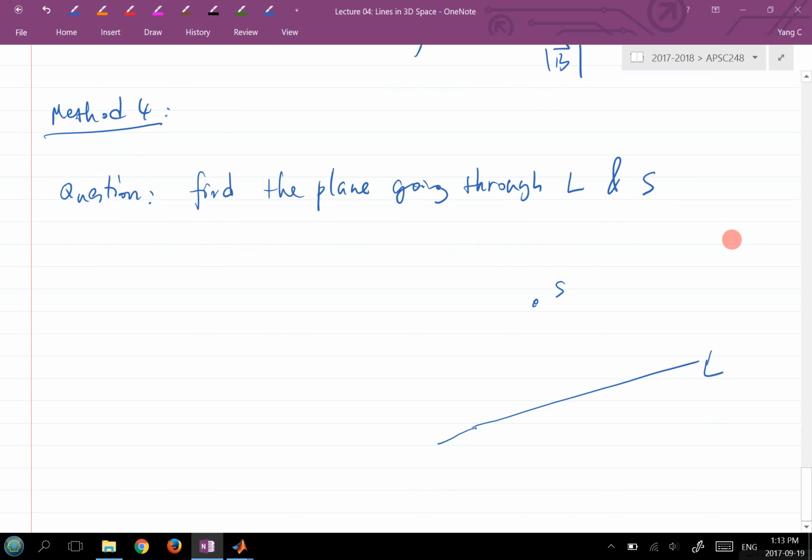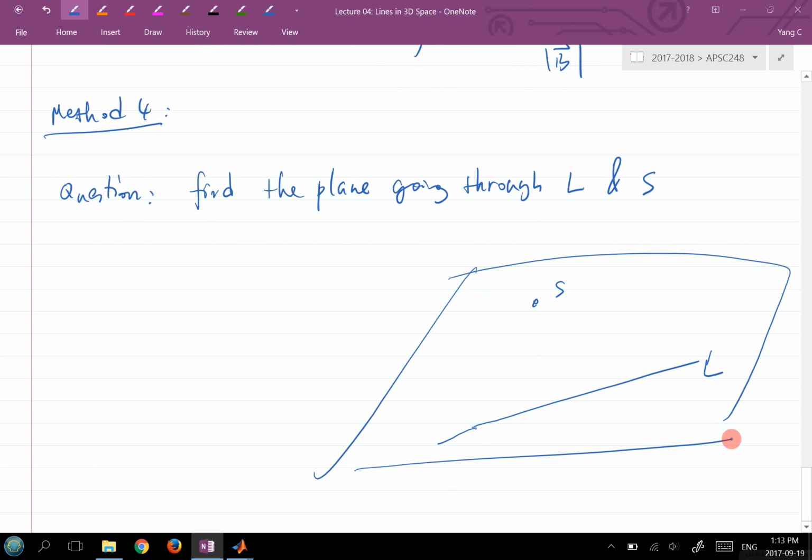Number one, you need a what? Point, plane. Number two, normal vector. Okay, so you need a plane. You're trying to find a plane passing through this one here. So naturally you already have a point on the plane, right? Yeah. So now all you need is to find a normal vector.